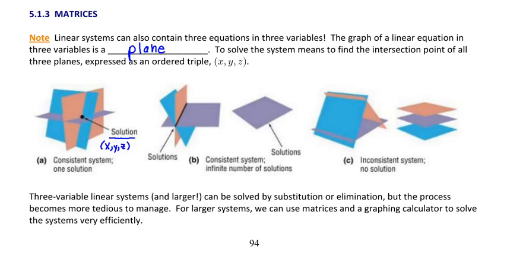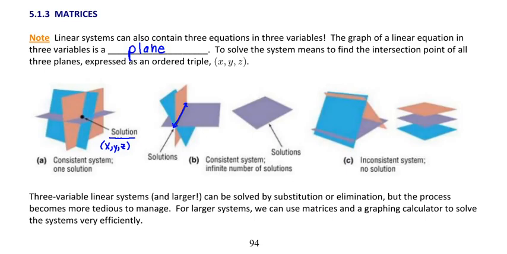Consistent systems can also have infinitely many solutions. So, for example, the three planes can intersect, but not necessarily in a single point, but in a line. Because there's an infinite number of points along that line, we would say that system has an infinite number of solutions. Like we saw with linear systems in two variables, it's also possible that all three equations describe the same plane. And in that case, every point on the plane would be a solution to the system. So consistent systems can also have an infinite number of solutions.